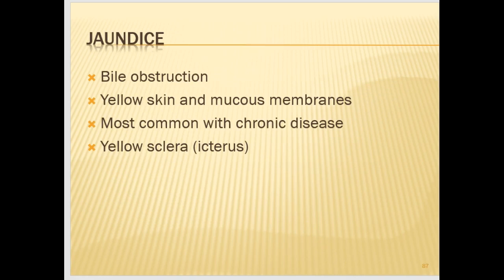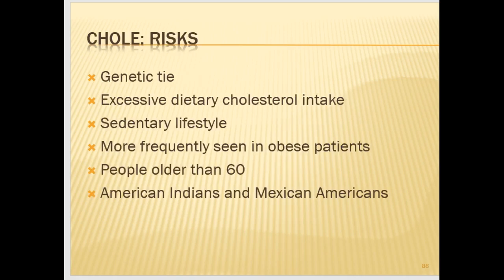So sometimes with the bowel obstructions, patients become jaundiced. Jaundice is when the skin gets yellow, the mucous membranes, or even the sclera. The most common jaundice is with chronic diseases, though. But they get that yellow sclera, which is called icterus. Icterus. Okay? So make sure you understand that.